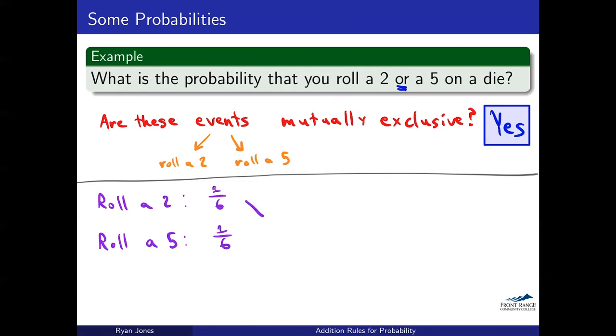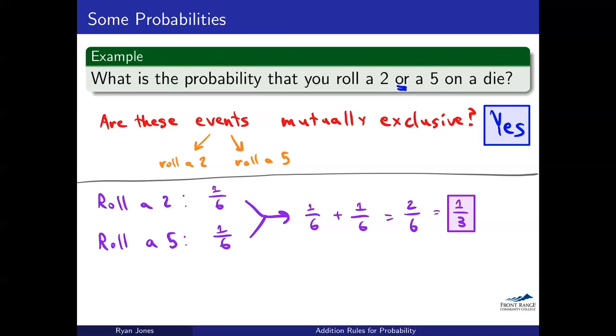And you'll notice all I'm doing is just adding these together. I'm saying, hey, there's one way to roll a 2, there's one way to roll a 5. So there are 2 total ways to roll either a 2 or a 5. And that gives me a probability of 1/3 right there. And right here, we've actually found it. This is the probability that we roll a 2 or a 5. And it's fairly simple because these events are mutually exclusive.